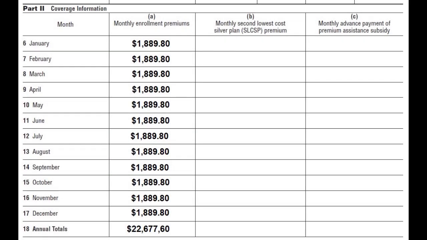Consumers at the end of the year will get a Form 3895 with a variety of information and data that they need to use to reconcile their premium tax credits. Column A in Part 2 of Form 3895 gives the enrollment premiums for the health plan that the individual or family chose.